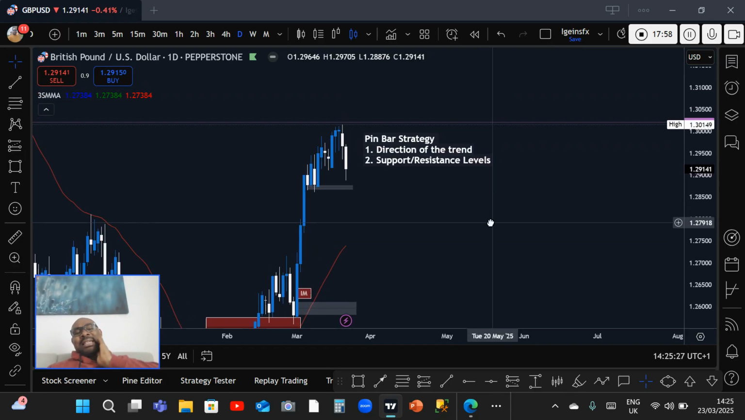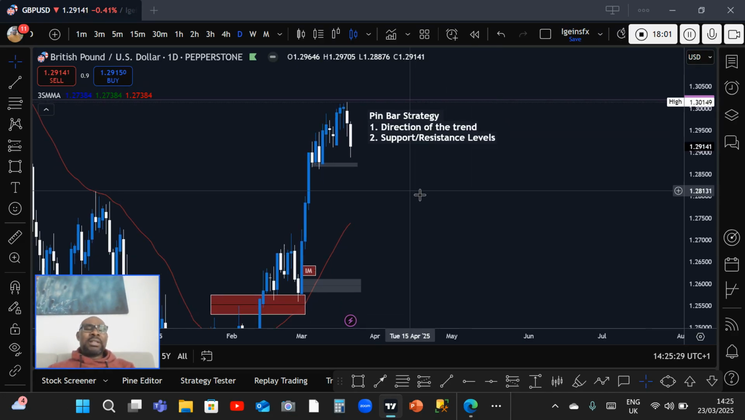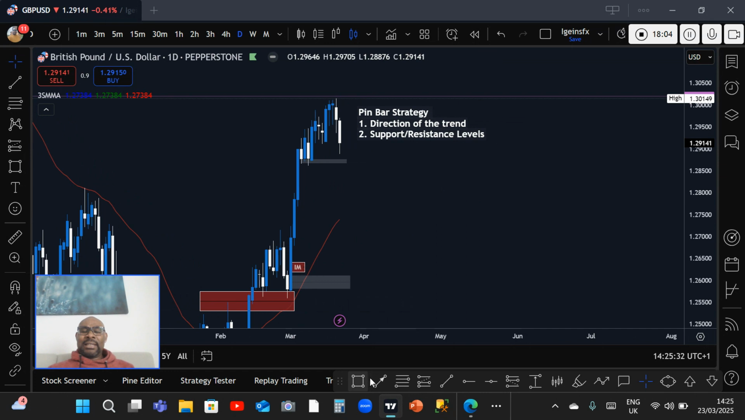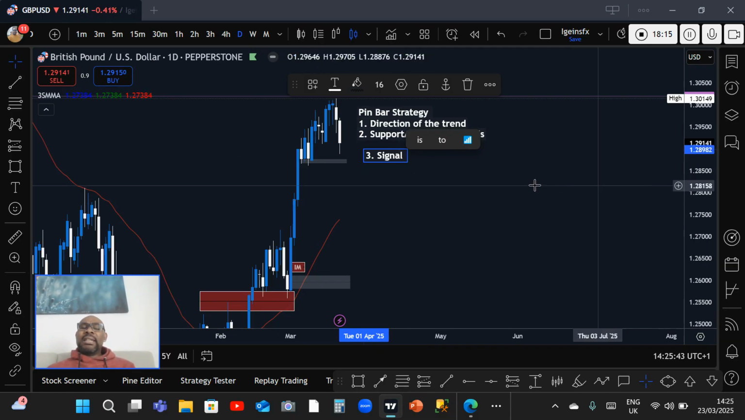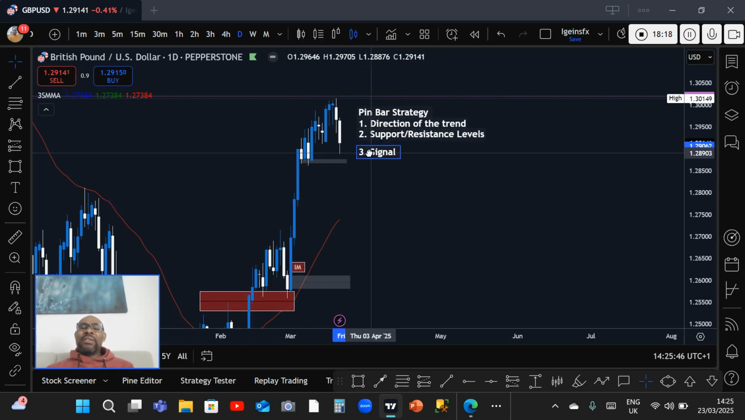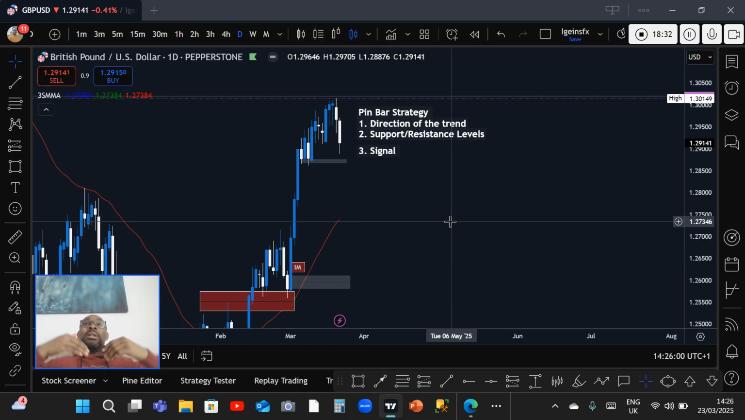So it's very, very important. Another thing is that you have to understand where the signal is. When we say signal, we are simply saying a rejection at a very significant level. A pin bar rejection that signals that right now the sellers are in the market, ready to sell the market, or the buyers are in the market, ready to buy the market.